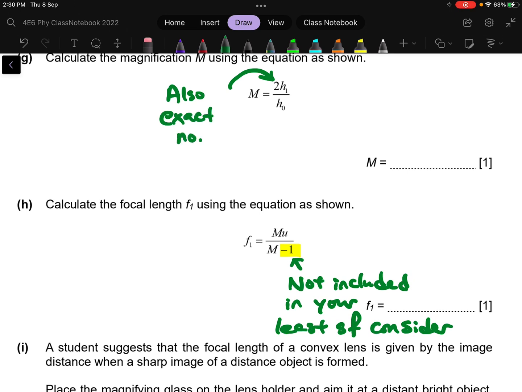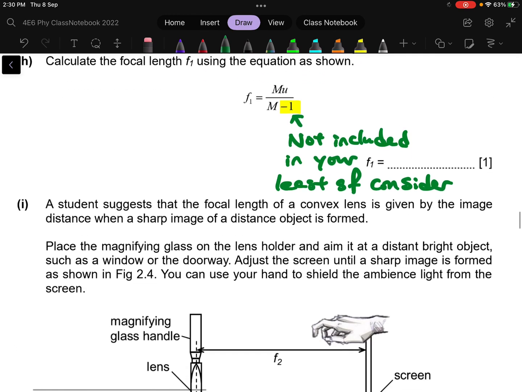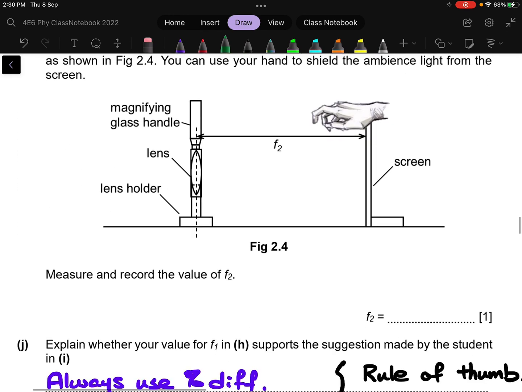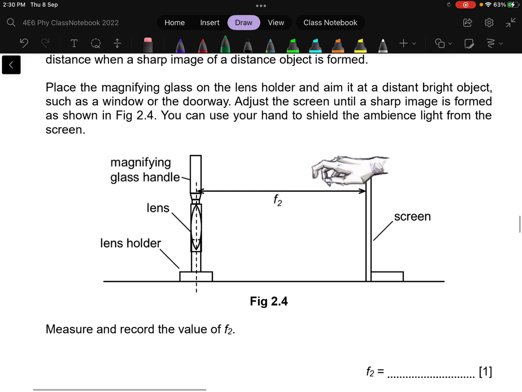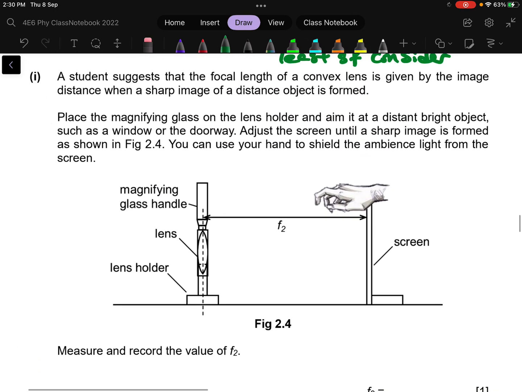So when you have an exact number, you shouldn't include it in your consideration for your least SF. And remember, you should never give 1 SF. If you end up with something 1 SF, just up it to 2. For part I, not much of an issue.